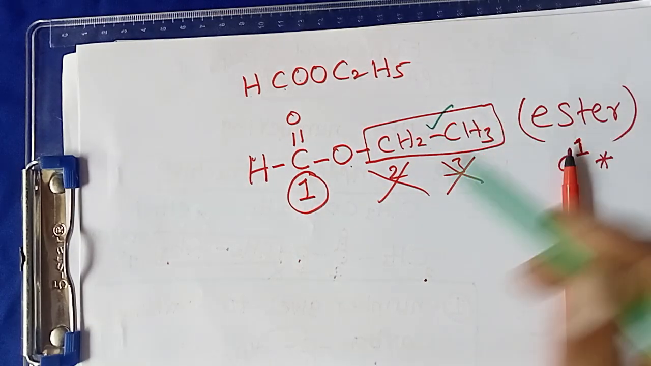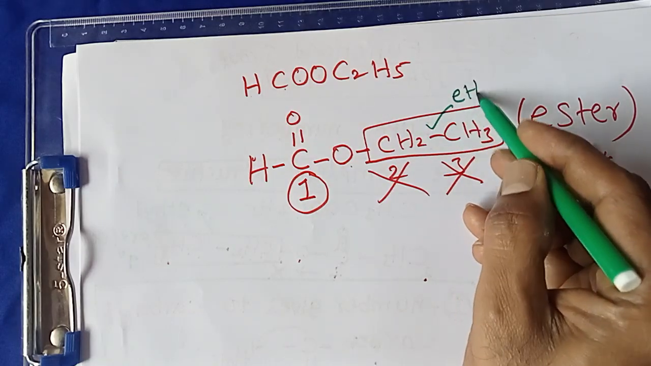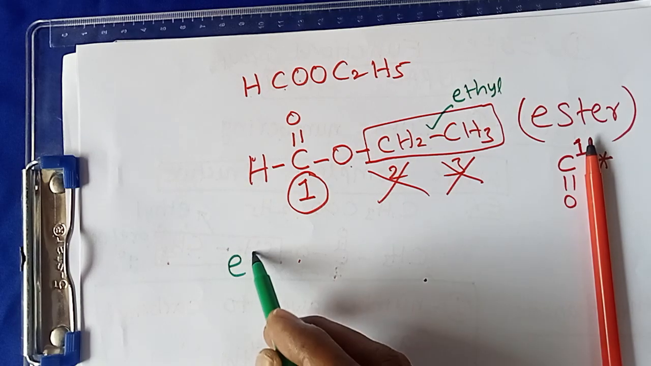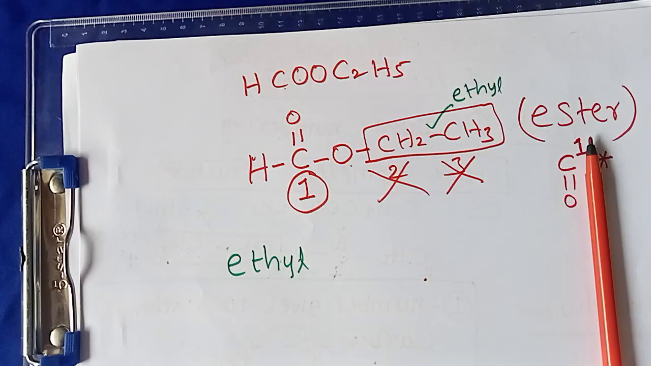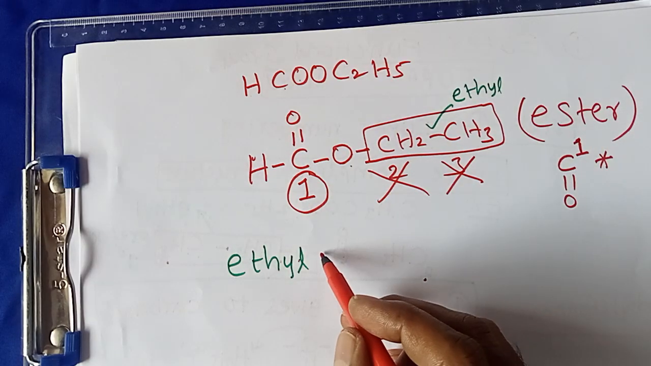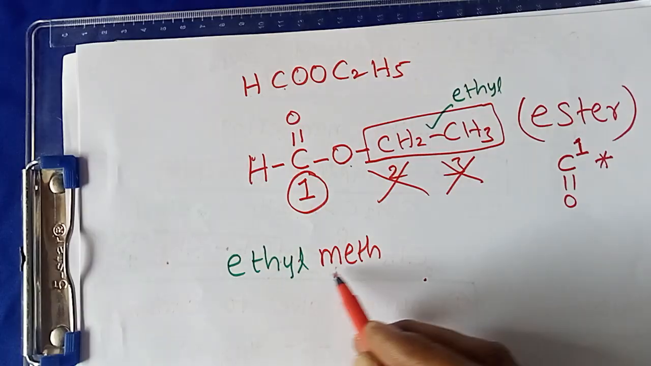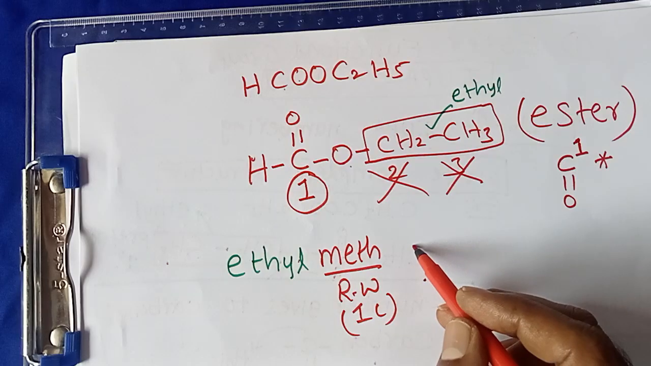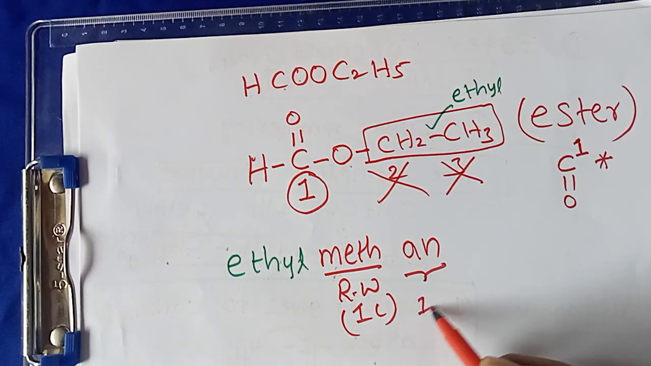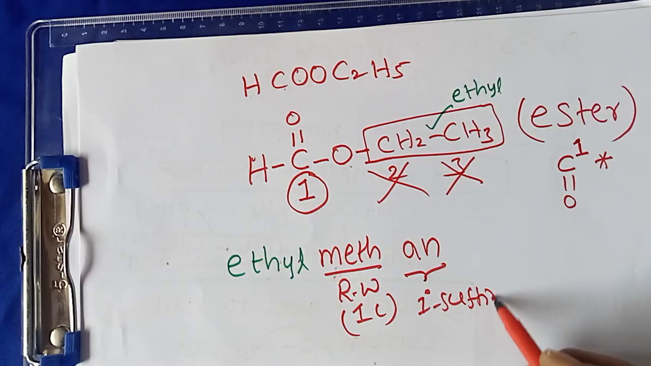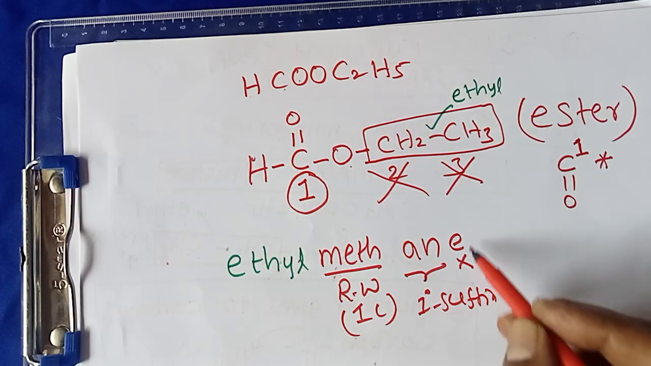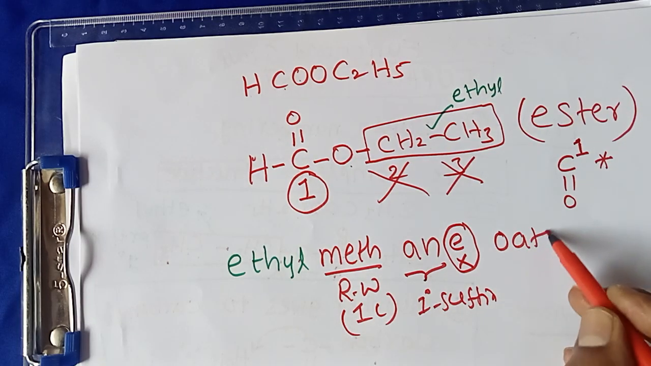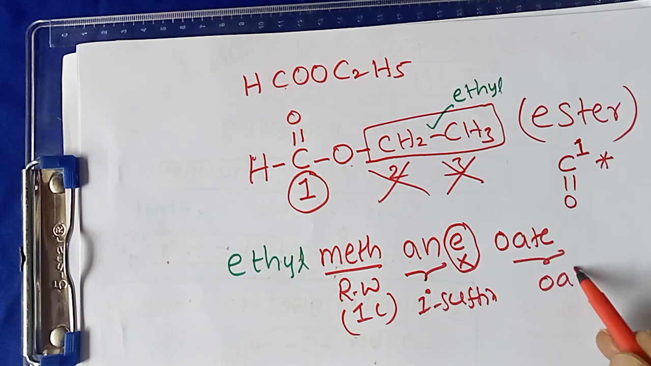This is written with green color. What is this name? Ethyl. This group name is the secondary prefix, so ethyl is completed. Next, 1 carbon root word: meth. This is the root word for 1 carbon. Next, the primary suffix an. Here the E is not used, because there is a secondary suffix. What is the secondary suffix? OATE. This is the secondary suffix.